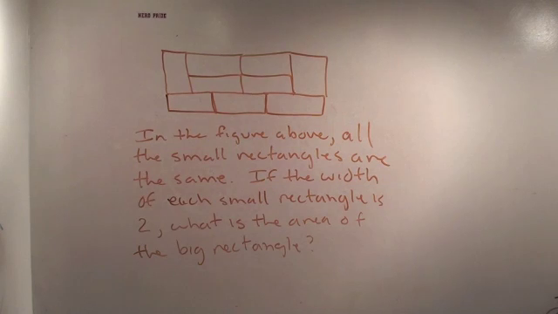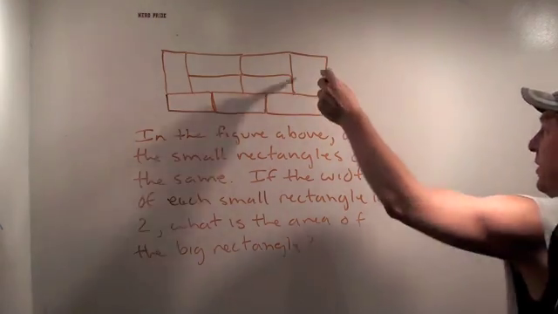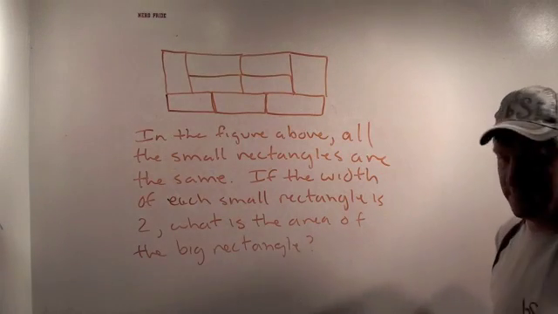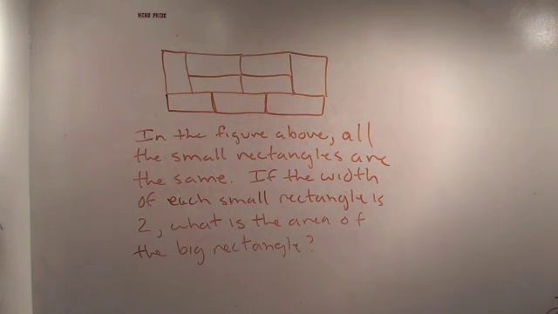Okay, so in the figure above, all the small rectangles are the same size. Even though they're not drawn perfectly, all these ones are the same size. We just pretend they're the same size. Usually when you see one of these problems in a book, they're drawn a little bit better. If the width of each small rectangle is 2, what is the area of the big rectangle?